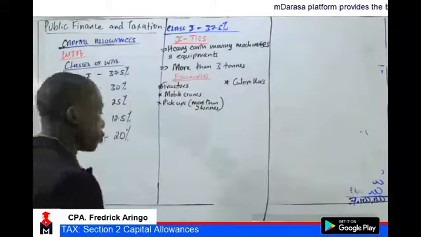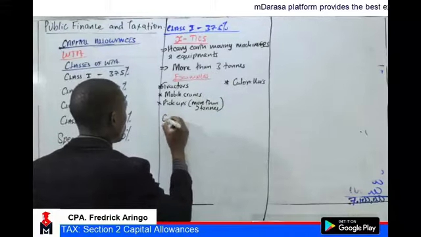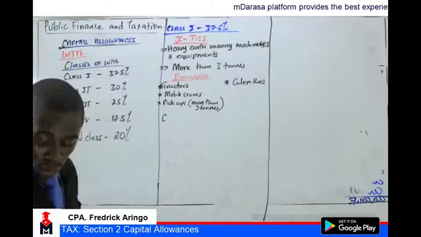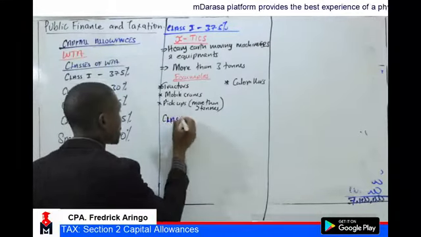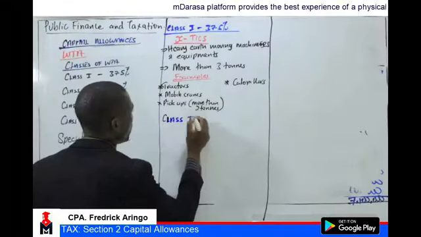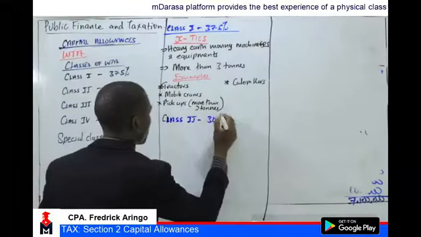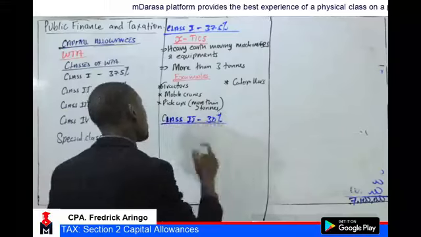Now, talk of class 2 items. Class 2 is at the rate of 30%.